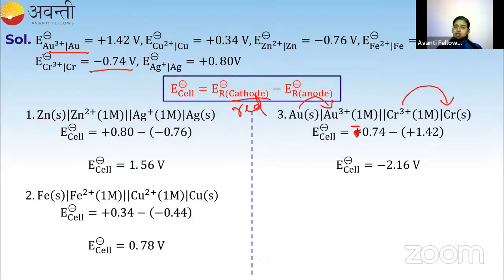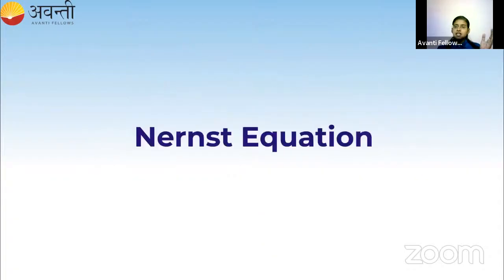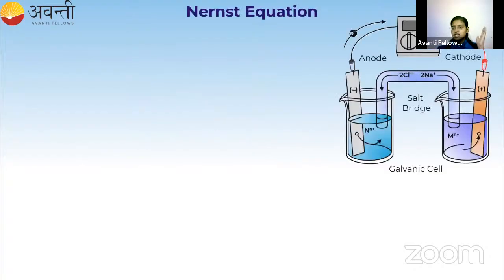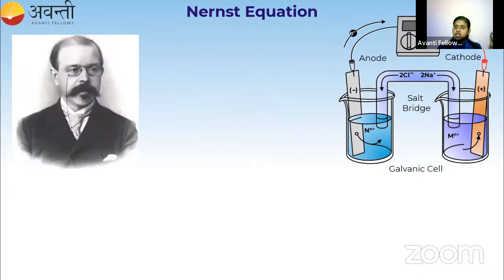This is about the E naught value. So far we have discussed the galvanic cell, electrode potential, and cell potential. The next topic is the Nernst equation, which is very, very important. It was proposed by the scientist Nernst, and we have kept his name for that equation. Very important for solving problems for NEET and JEE.